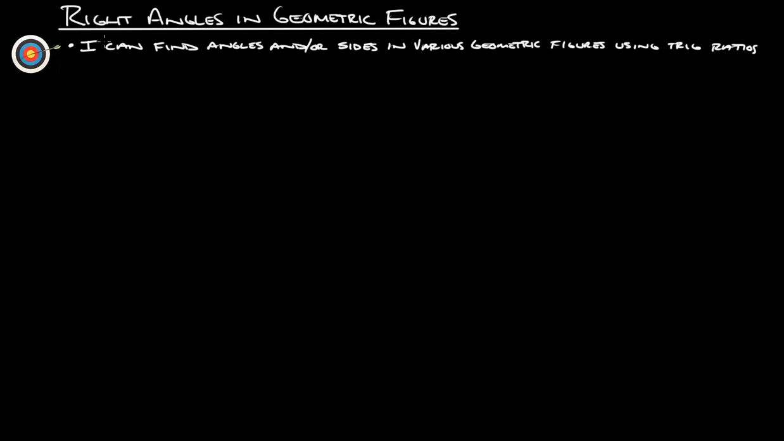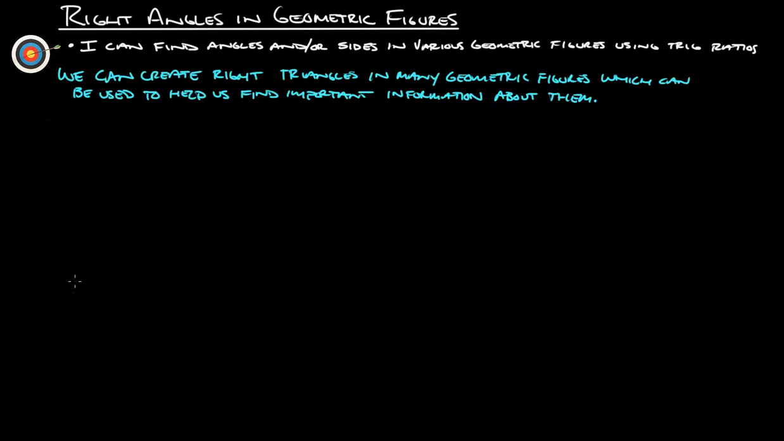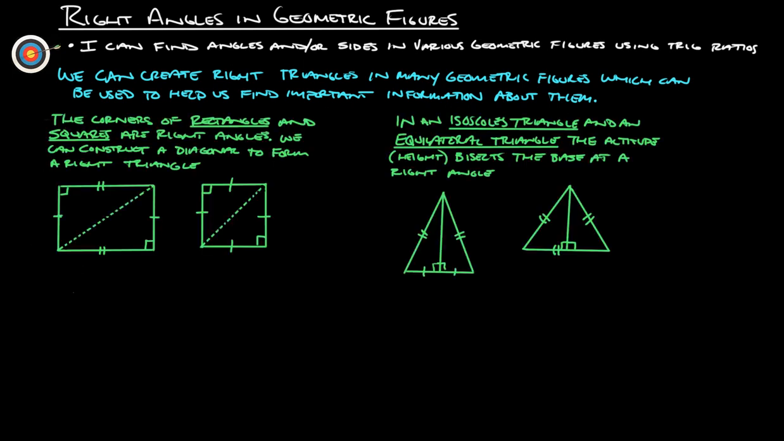I'm going to take you through the notes on right angles in geometric figures. At the end of this, you should be able to say, I can find angles and/or sides in various geometric figures using trig ratios. Okay, so first thing, we can create right triangles in many geometric figures, which can be used to help us find important information about them. And there's many specific cases we have here.